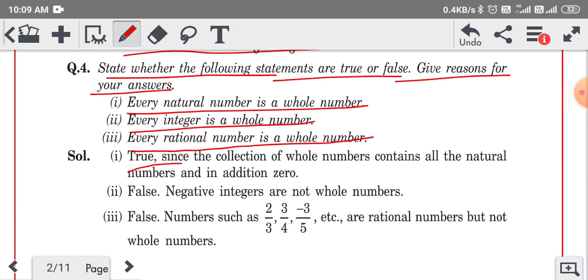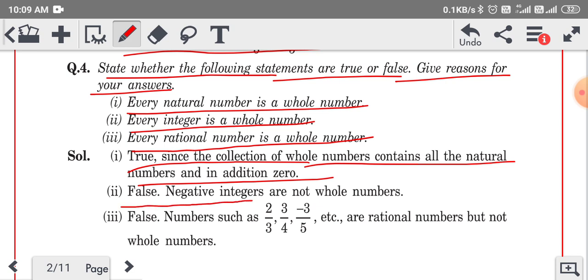So true, since the collection of whole numbers contains all the natural numbers and in addition zero. And second, every integer is a whole number. So false, negative integers are not whole numbers. Next, every rational number is a whole number. So false, numbers such as 2 by 3, 3 by 4, minus 3 by 5, etc. are rational numbers but not whole numbers.